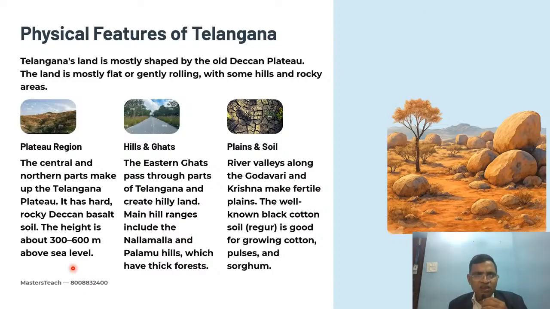Then we have hills and ghats. The Eastern Ghats pass through parts of Telangana and create high hilly land. The main hill ranges include Nallamala and Palamuru Hills, which have thick forest. Then plains and soil. The river valleys along the Godavari and Krishna make the land very fertile plains. Black cotton soil is found here. The soil name is Regur. It's good for growing cotton, pulses, and sorghum. So these are the physical features of Telangana.